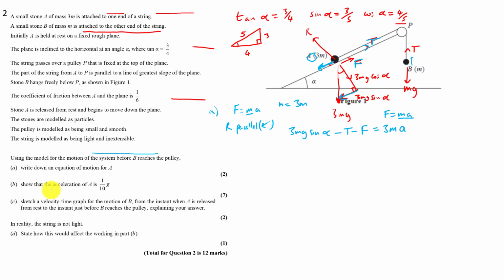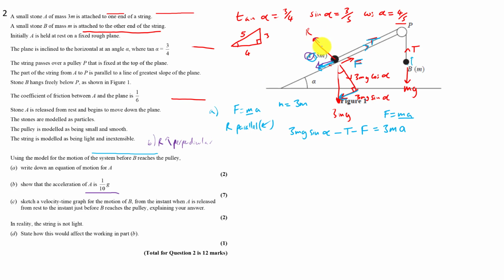Now part B says show that the acceleration of A is 1 over 10g. So that's the acceleration of A going down here is 1 over 10g. Now this is going to be a little bit challenging, but we have to resolve in every direction. So let's start with part B here. So let's first resolve perpendicular to the plane.